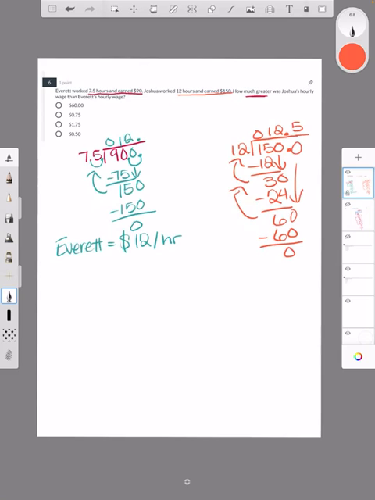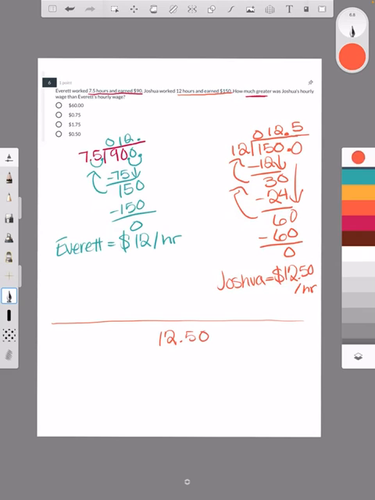So now we know that Joshua makes $12.50 per hour. All right, so now we want to figure out how much more Joshua makes than Everett. So we're just going to subtract. We're going to subtract $12 from $12.50.